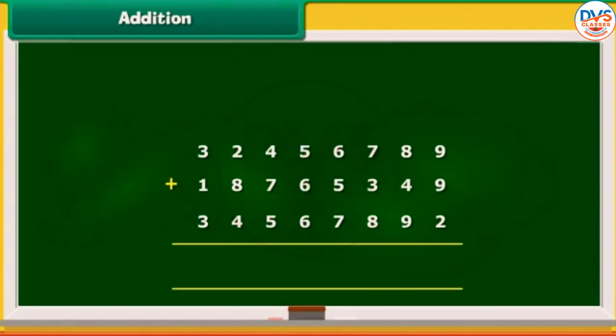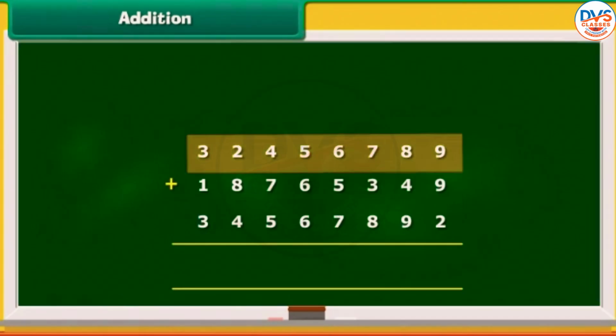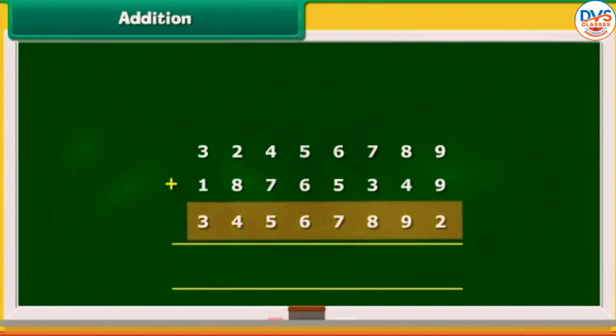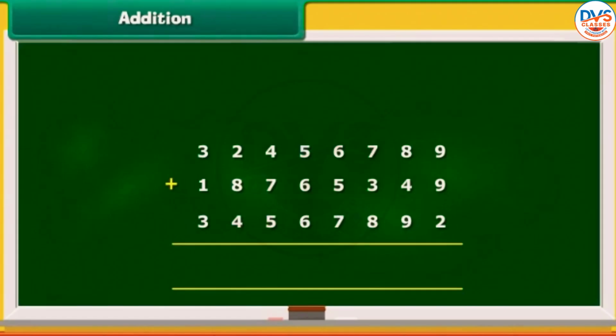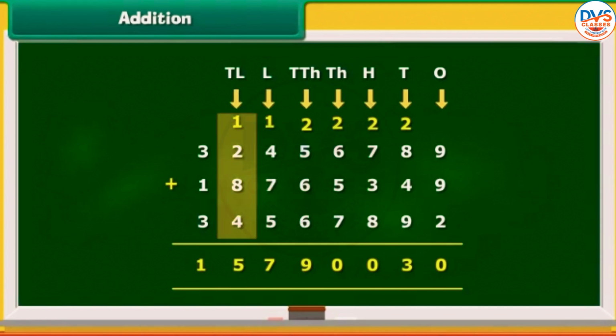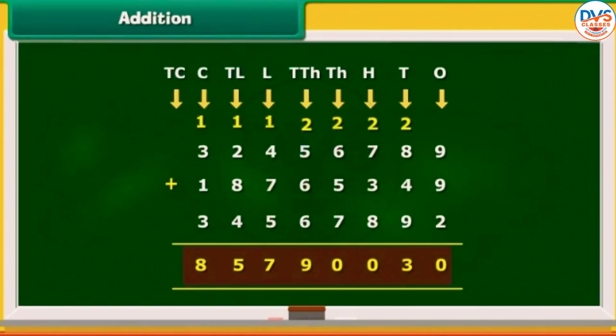We begin with the addition of 3 large numbers: 32456789, 18765349 and 34567892. Draw the Indian place value chart. Arrange the numbers one below the other. Add the numbers. Start with the digits at the ones place. Then proceed to tens place, hundreds place, and so on. The sum is 85790030. Let us now look at a word problem of addition.